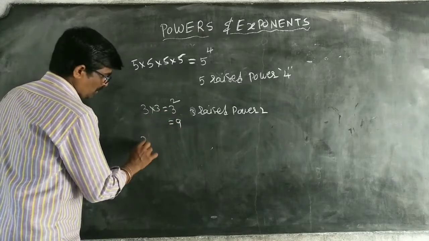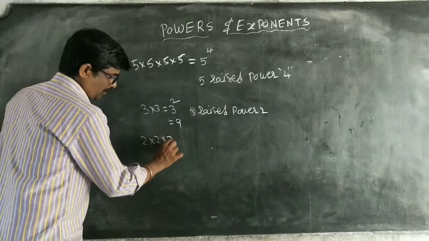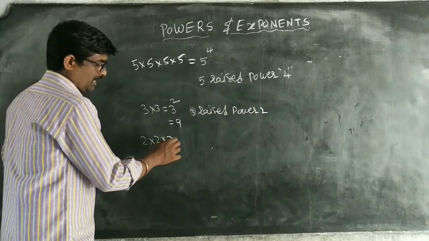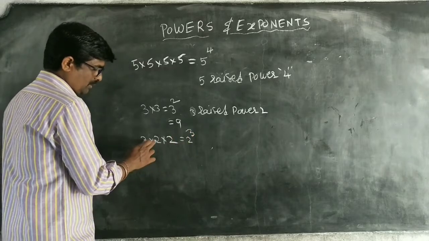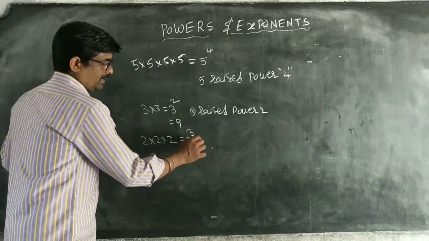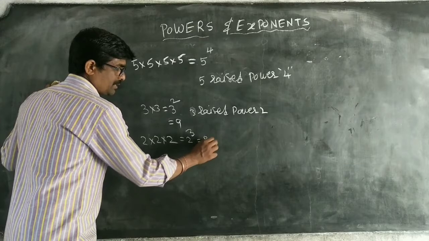Same if I take 2 into 2 into 2. 2 twos are 4, 4 twos are 8. I am writing 2 power 3. How many times? 1, 2, 3. 2 power 3 is equal to 8.